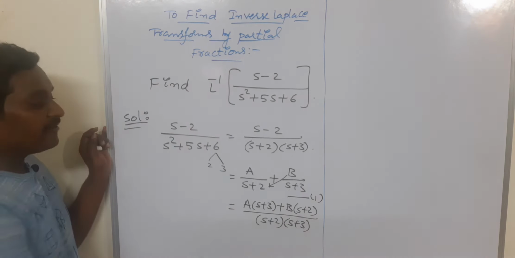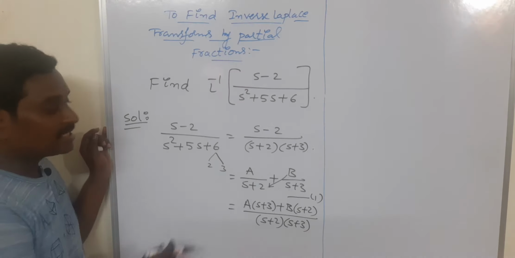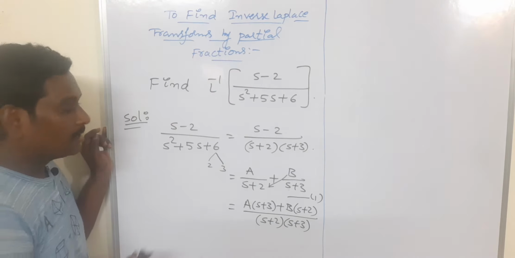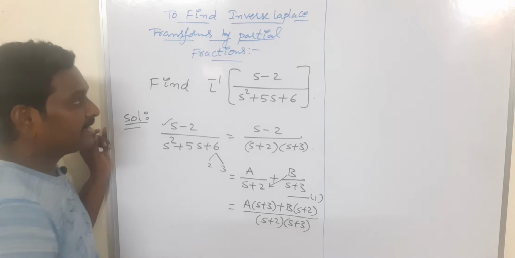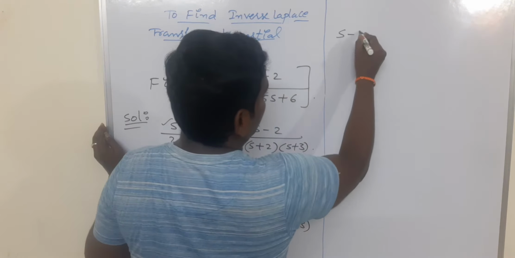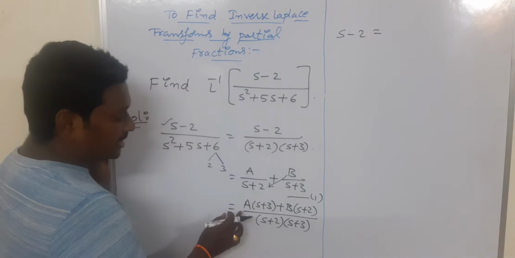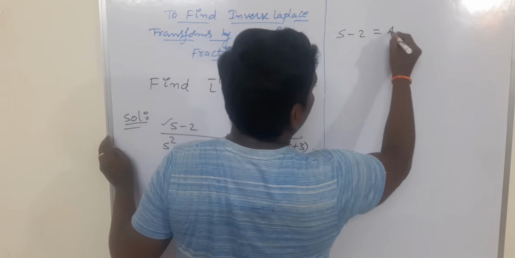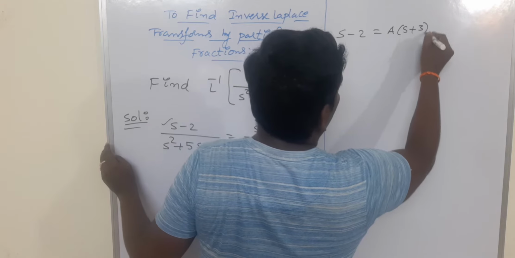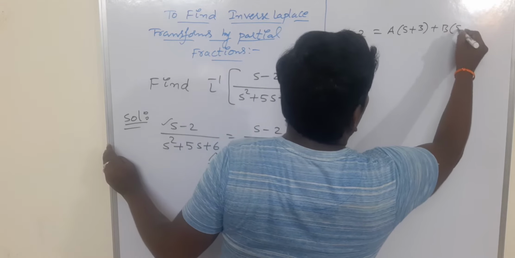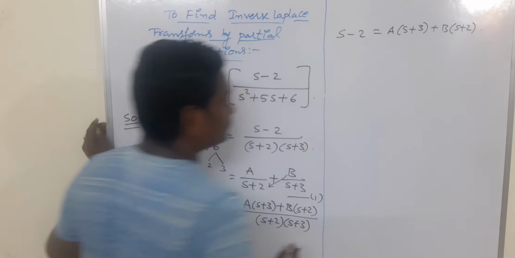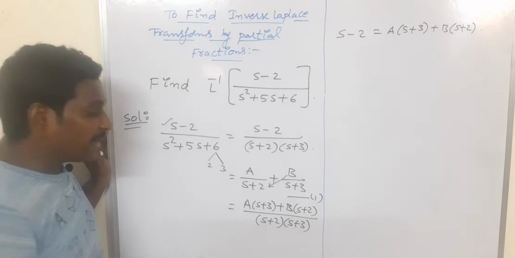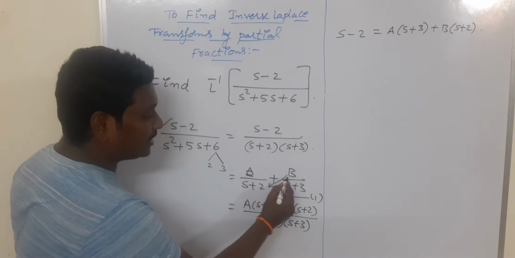Now equate the numerators on both sides, because on both sides the denominators are the same. What is the numerator on the left hand side? s minus 2 is equal to, in the numerator on the right hand side, we have A into (s plus 3) plus B into (s plus 2). Now we are going to find the values of A and B.